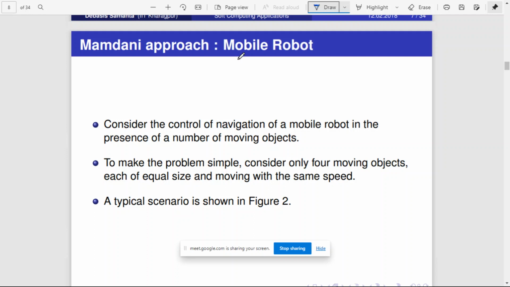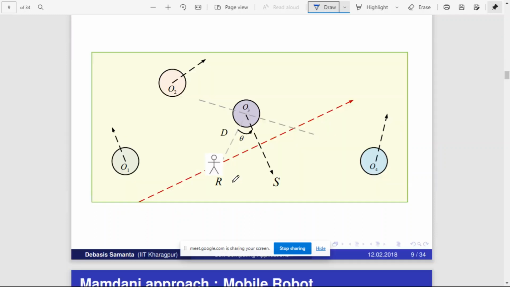The example we are going to discuss is a mobile robot. Here we have a mobile robot, and this robot will be moving in a particular area. Apart from this robot, there are four objects, O1, O2, O3 and O4, and each of these objects is moving in a different direction. You can see O1 is moving in this direction, O2 in this direction, O3 in this direction, and O4 in this direction.